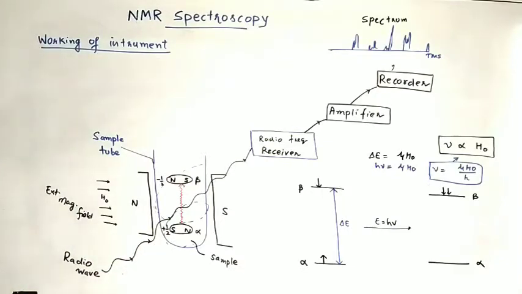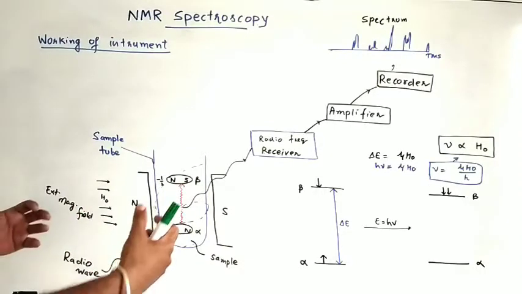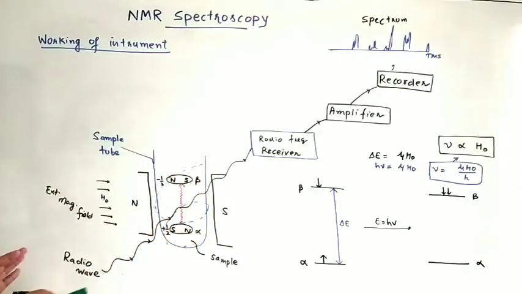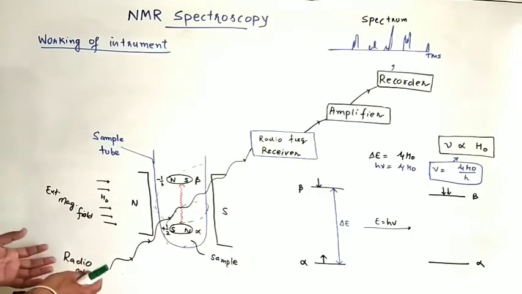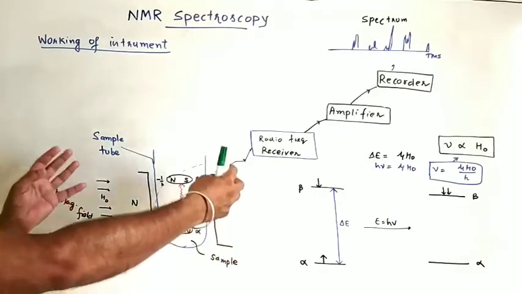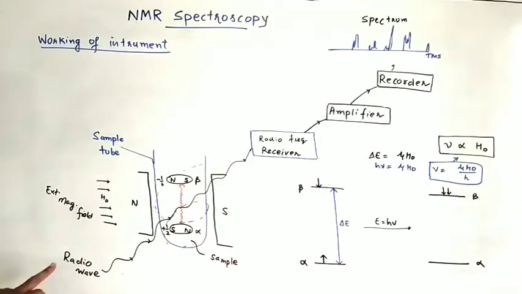Now we are going to change the strength of this magnetic field to bring the various protons into resonance with this radio wave, because some protons come into resonance at lower field strength, as we discussed in the overview of NMR, that upfield and downfield exist. So some protons will come into resonance at lower field strength, some at higher. So we will start from lower field strength and continuously increase the field strength, because we can't change the radio wave, its wavelength remains fixed.